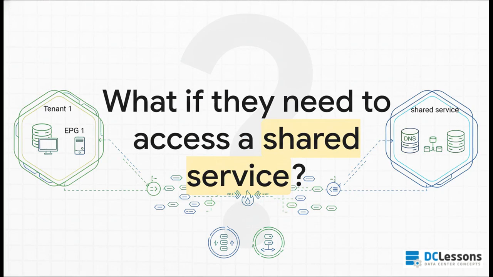And there's always a but, right? This perfect isolation creates a brand new problem. What happens when your app over in tenant 1 suddenly needs to talk to some kind of shared service? Think about it. Maybe it's your corporate DNS, or an Active Directory controller, or maybe a central database that tons of apps need to hit. How in the world do you bridge that gap without just tearing down the very security model you just built?